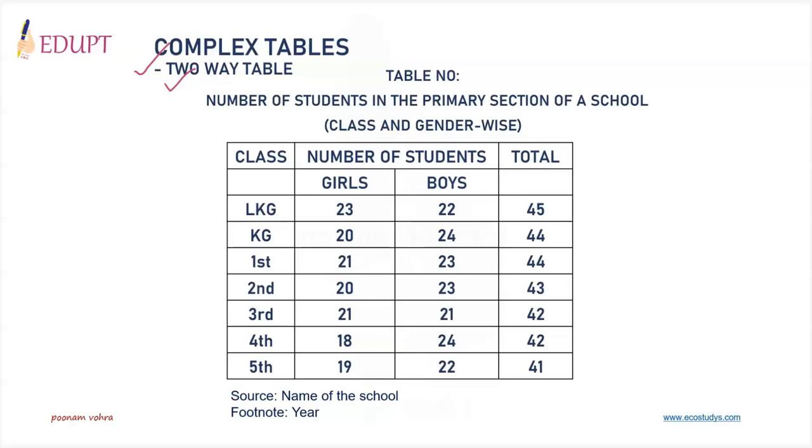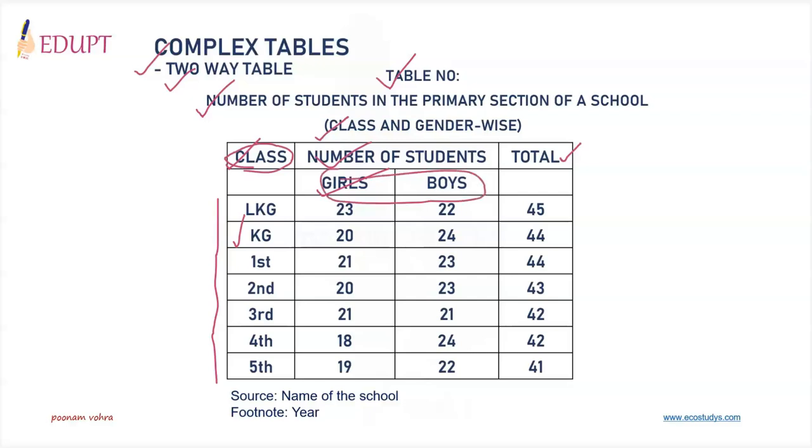This is the example of complex tables. It's a two-way table where you need to write the table number, the title of the table, that is number of students in the primary section of a school, the class and gender-wise information. This is the head note. So here you have Stub, caption, sub-captions, stub entries, that is the classes from lower KG to class 5. Sub-captions are girls and boys, information is provided, and the total number of students, information is provided. Now this is a two-way table in the sense that number of students have been categorized class-wise as well as gender-wise.